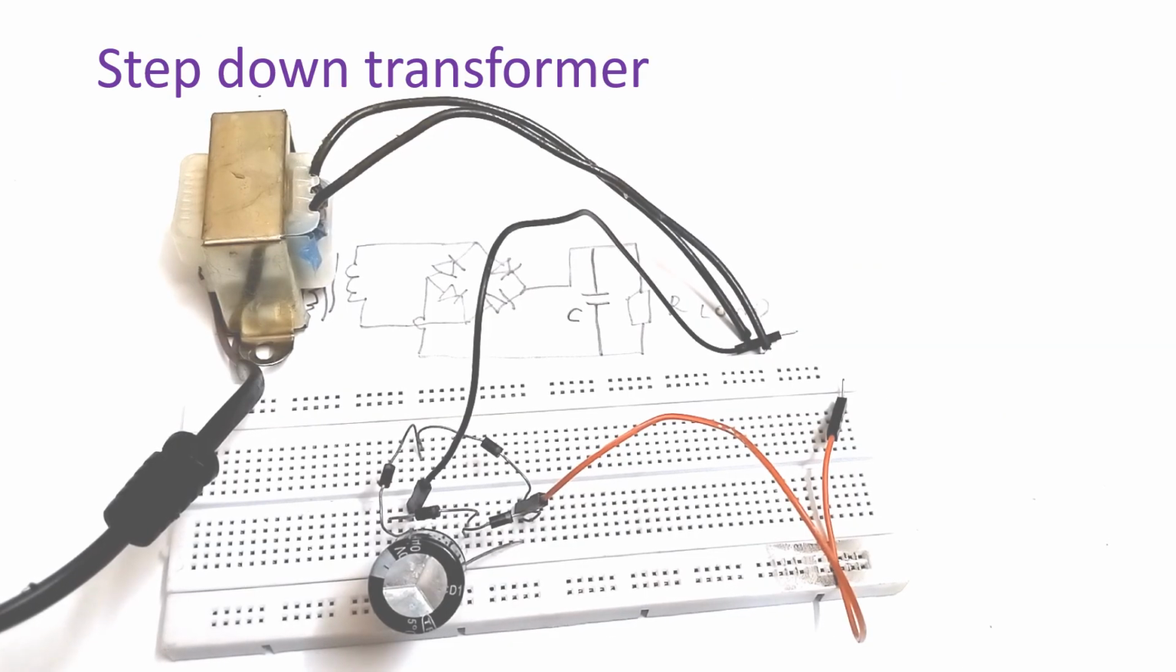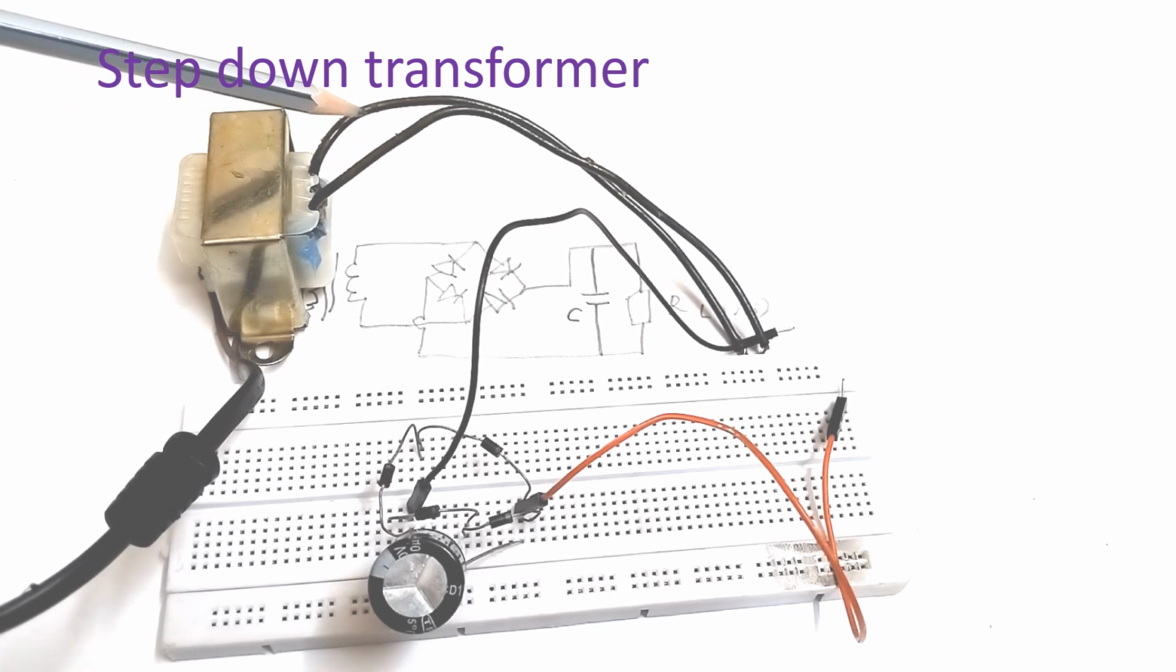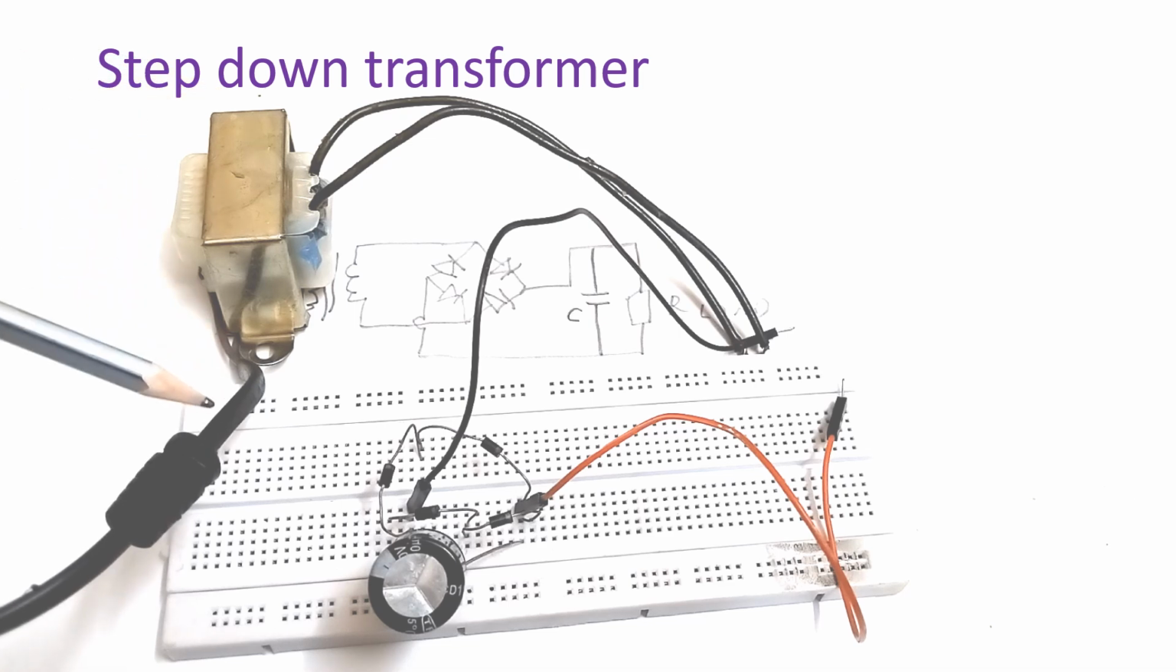This is a transformer which I can use for the power supply. This is the secondary output. You can see two wires going. That will be 12 volts. And this is the primary connection to the mains supply. The turns ratio will decide the voltage in the output.